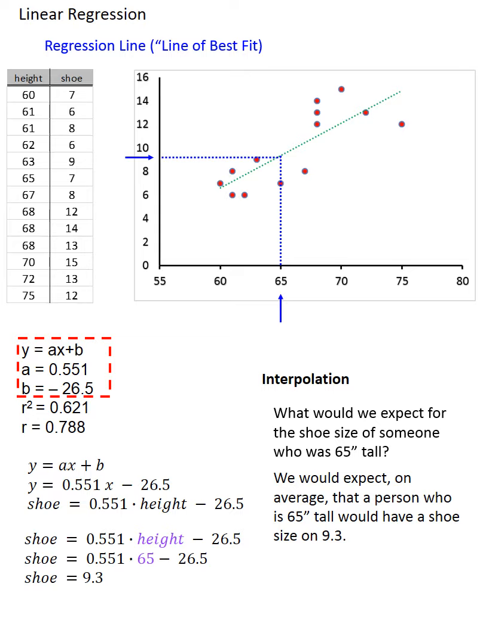Now, you can't go to the store and buy a shoe size of 9.3. We're not saying that that's the case, but that would be the average that we would expect among all 65-inch tall people.